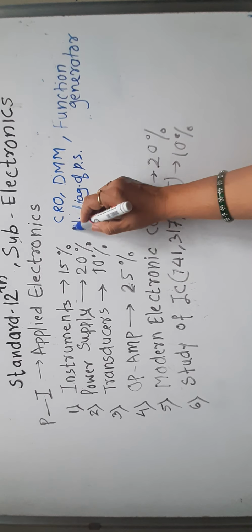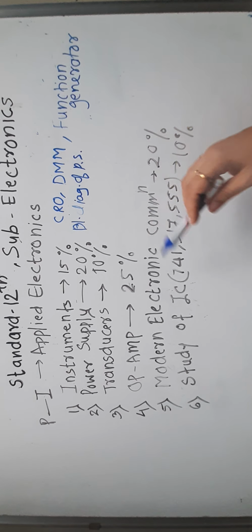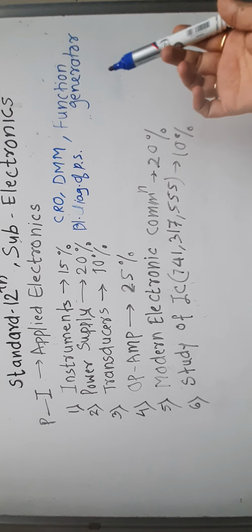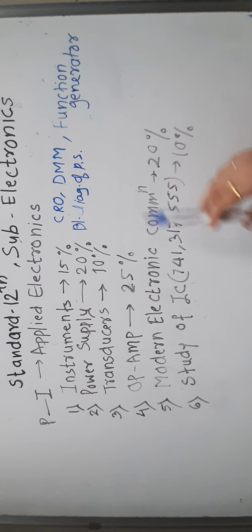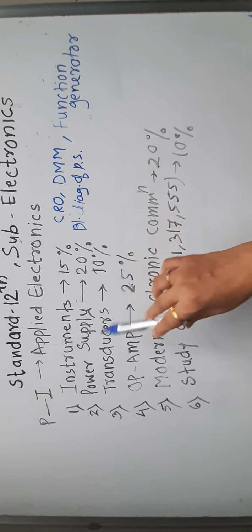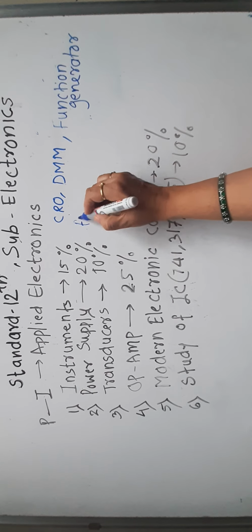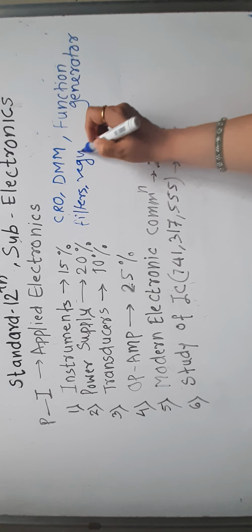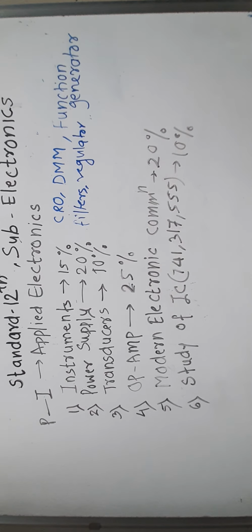Then which are the blocks of power supply? First block is transformer, next is rectifier. So here we will see the block diagram as well as types of rectifiers. Up to types of rectifiers you have seen in 11th standard. That we will see in this year's syllabus also. Next we will see types of filters, then types of regulators. This is the additional part in 12th standard. It has 20% weightage.